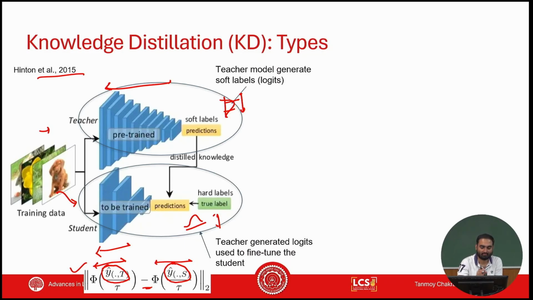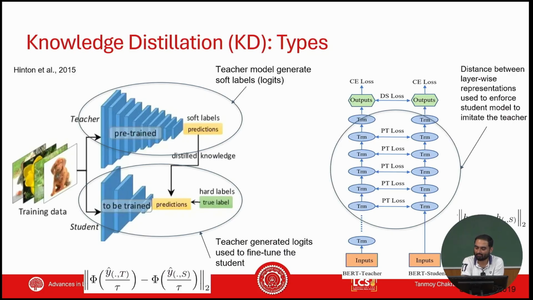Simple idea, right? But the only point here is, once you calculate the loss, the loss gets propagated only through the student model. The teacher model remains frozen. So only the student model gets updated, and over the iterations this loss difference gets reduced, and the student model comes closer to the teacher model. Simple idea.